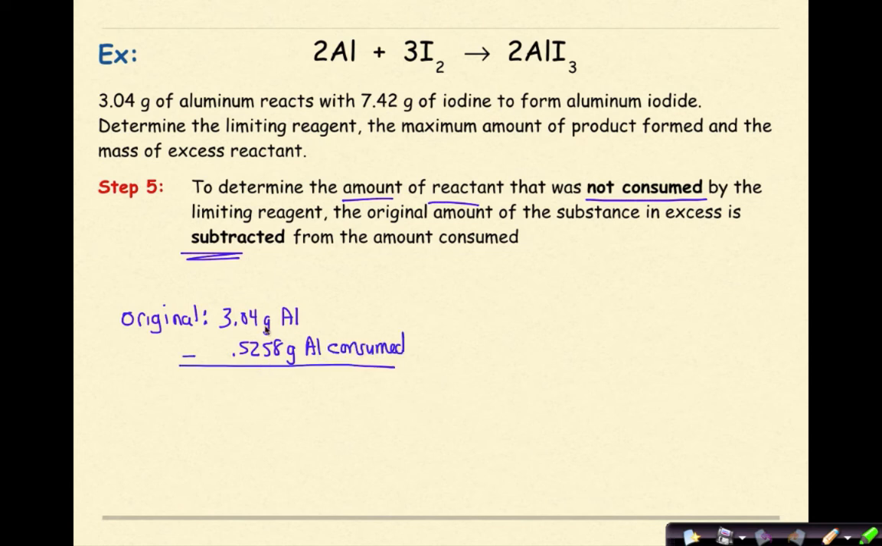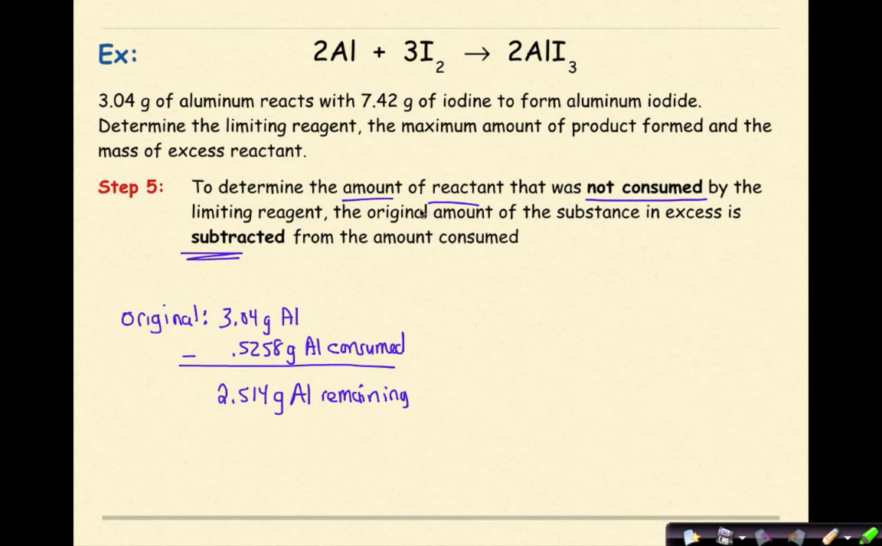So what we need to do here is subtract these two numbers. So if we subtract these two numbers, we're going to get 2.514 grams of aluminum remaining. This is how much aluminum is in excess that was not used as part of this overall chemical reaction and the consumption of this I2.